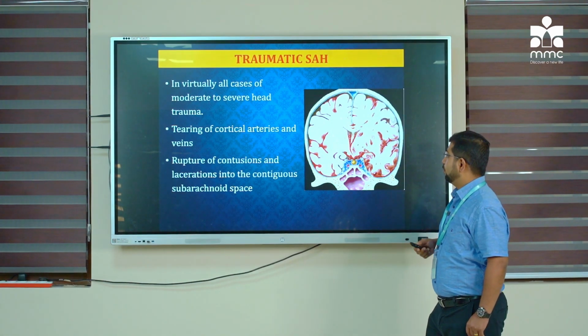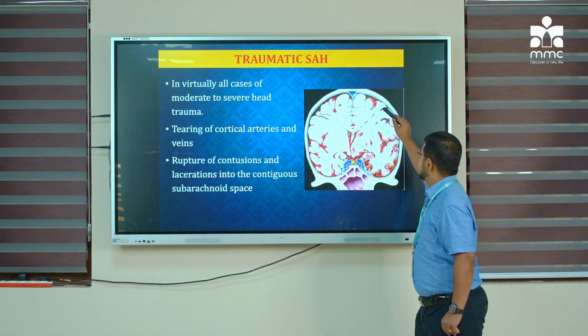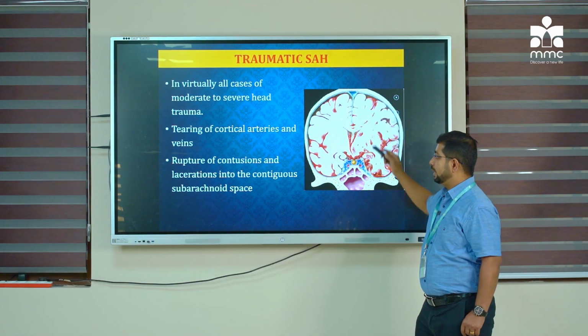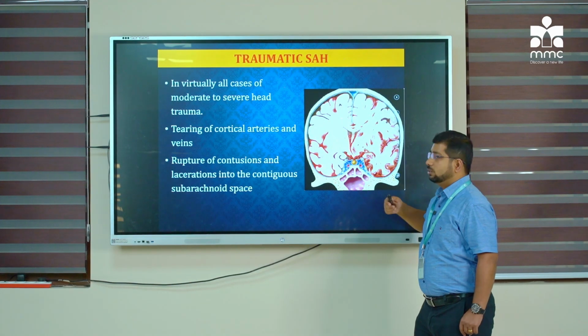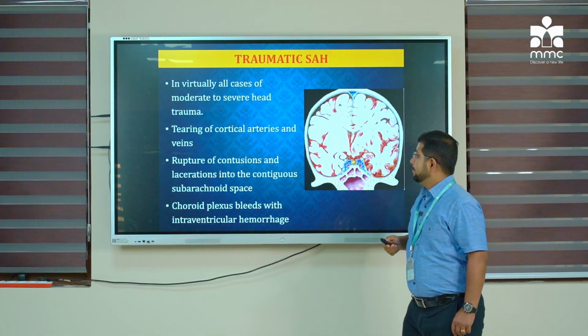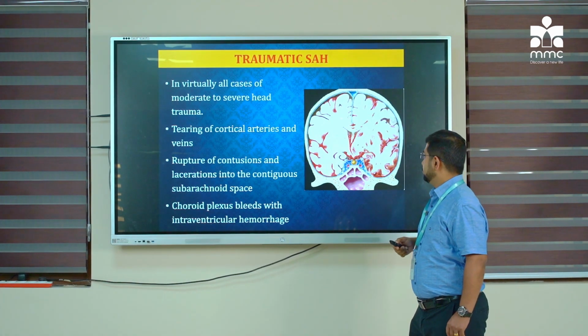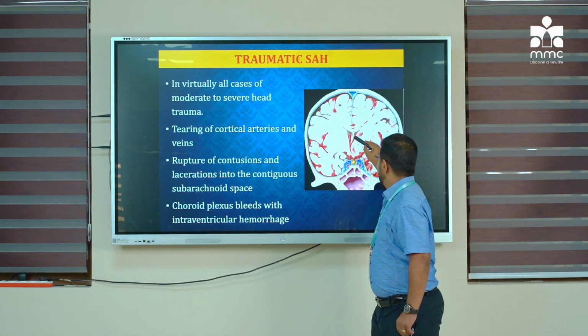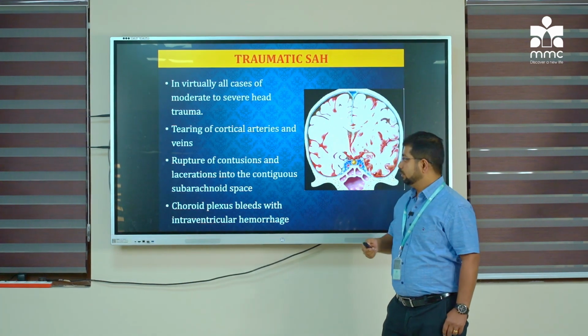It's due to tear of the cortical arteries and veins. That is, on the top of the brain, whatever small blood vessels are there, when they get ruptured, the blood leaks into the subarachnoid CSF space. When there is choroid plexus bleeding, there will be bleeding into the ventricles.